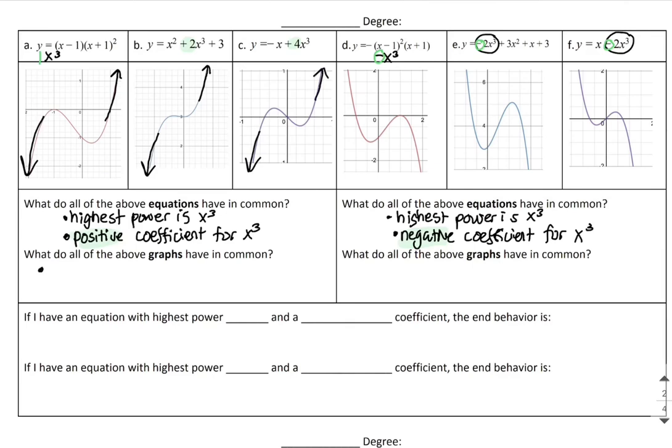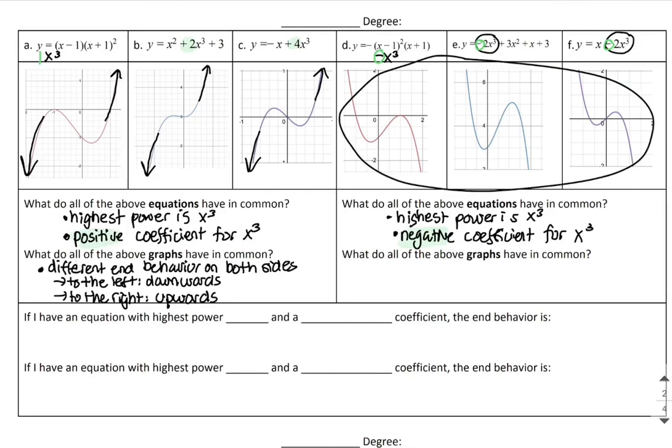So in this case, I have different end behavior on both sides. To the left, I'm going downwards, and to the right, I'm going upwards.